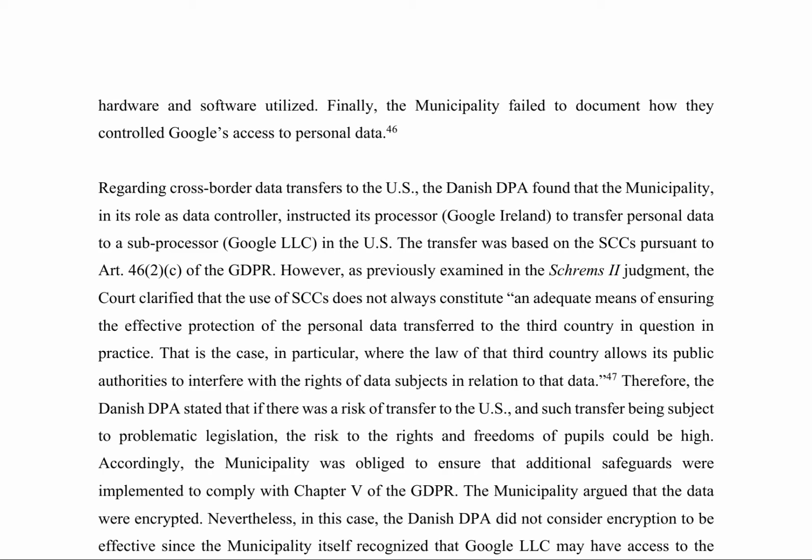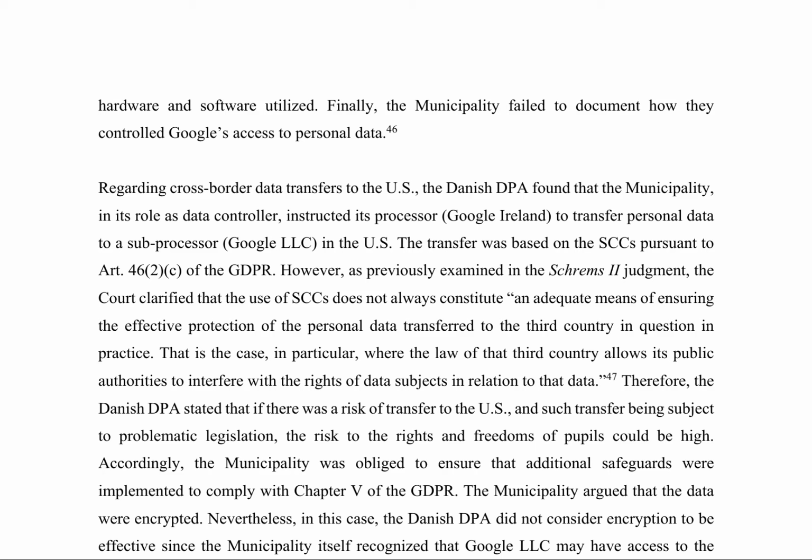The authority identified three key areas of concern: inadequate data protection impact assessments, failure to ensure data minimization, and insufficient safeguards for cross-border data transfers to the United States. Regarding data protection impact assessments, the Danish DPA emphasized that a thorough evaluation is mandatory under Article 35 of the GDPR. The municipality failed to properly assess the risks associated with Google Chromebooks and Workspace, nor did it evaluate the necessity and proportionality of the data processing activities.